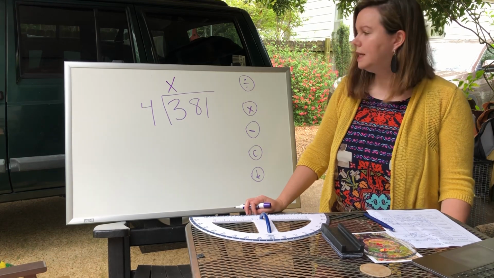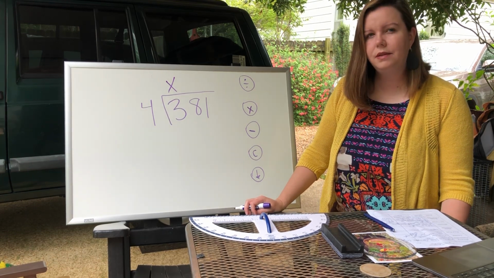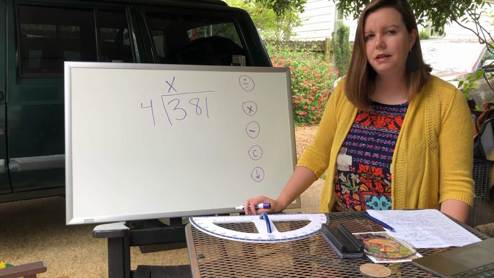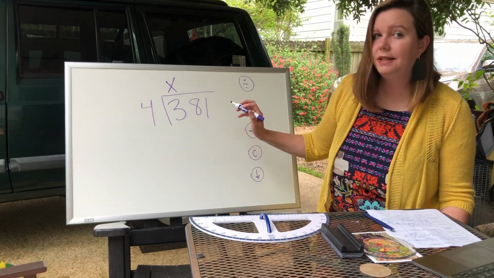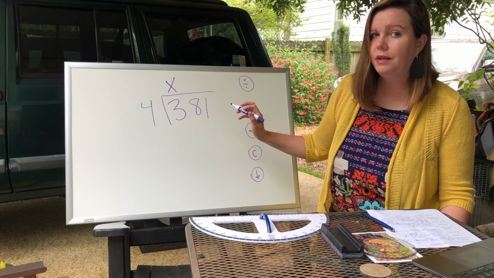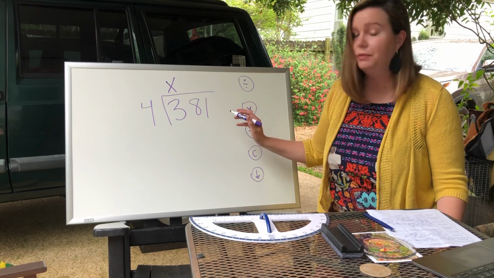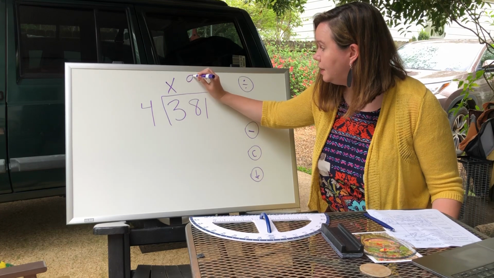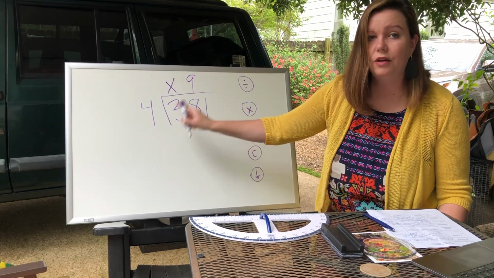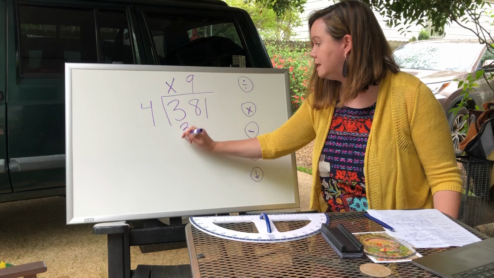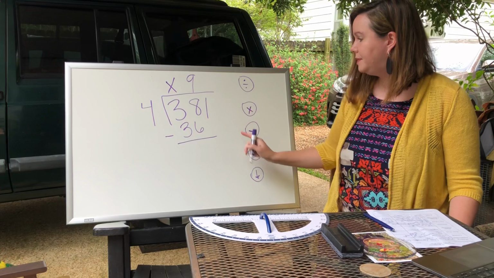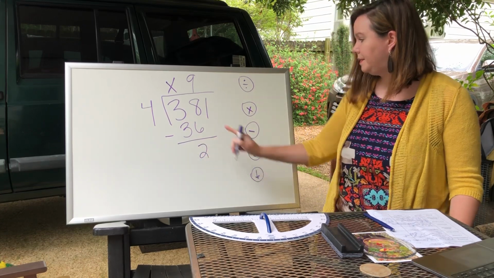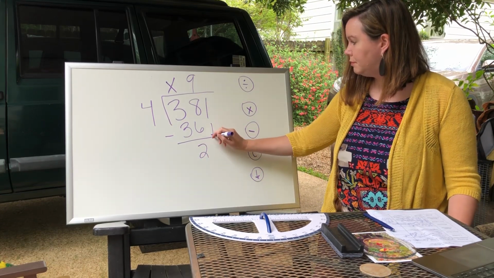Let's see, 4 times 8, 4 times 9 would be what? Because 4 times 10, you know, would be what? 4 times 10 would be 40, so that's too much. 4 times 9, or 9 times 4, is 36. Multiply, subtract, compare, bring down.